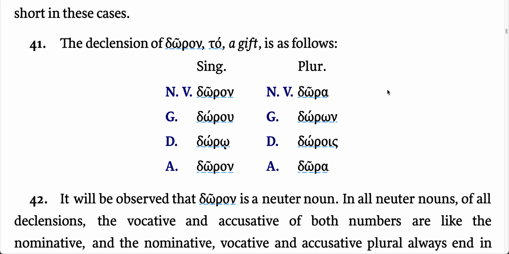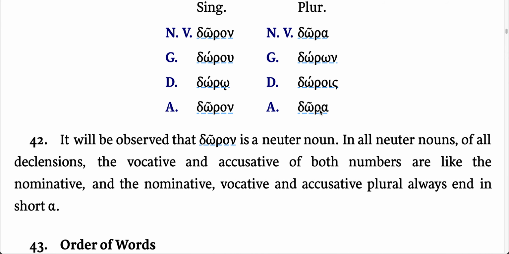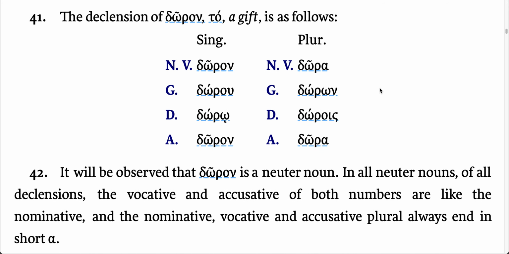And this is what it looked like. So we may not understand why they do it this way and why they do it that way, but we just have to be aware of it. So you need to learn this paradigm as well. It will be observed that dōron is a neuter noun. In all neuter nouns of all declensions, the vocative and the accusative of both numbers are like the nominative, and the nominative, vocative, and accusative plurals always end in a short alpha. So no matter what the declension is. So we'll see that as we go forward. For right now, we're just focusing on this.